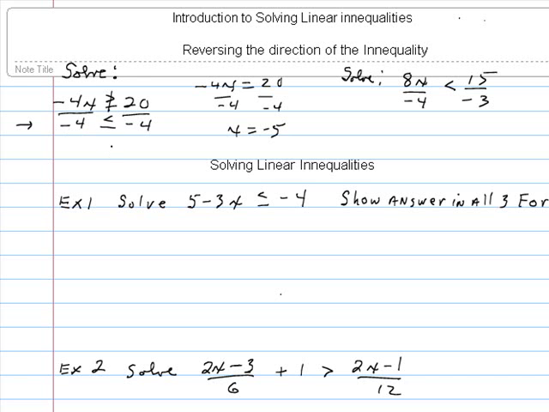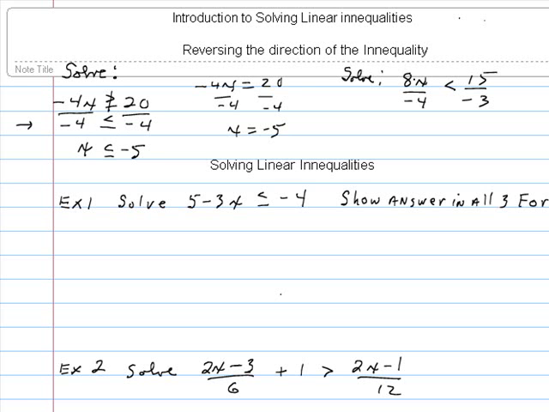Right as soon as I divide. Don't wait till you come down here. As soon as you divide by negative 4, switch the inequality. Now you have to do it. Not something that's already there, it's something you did. And then you get x is less than or equal to negative 5.